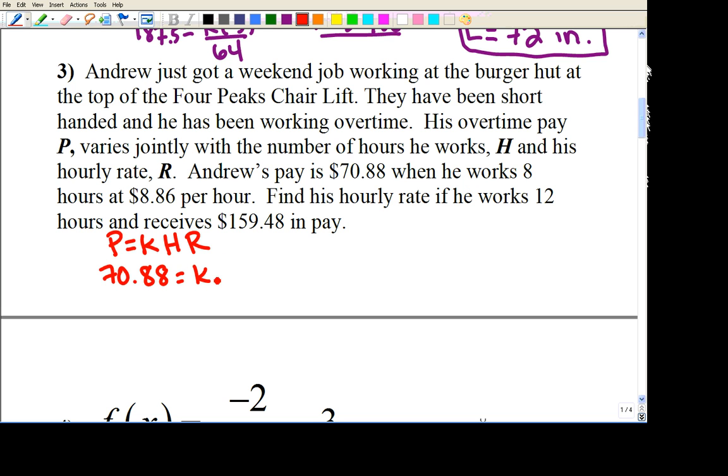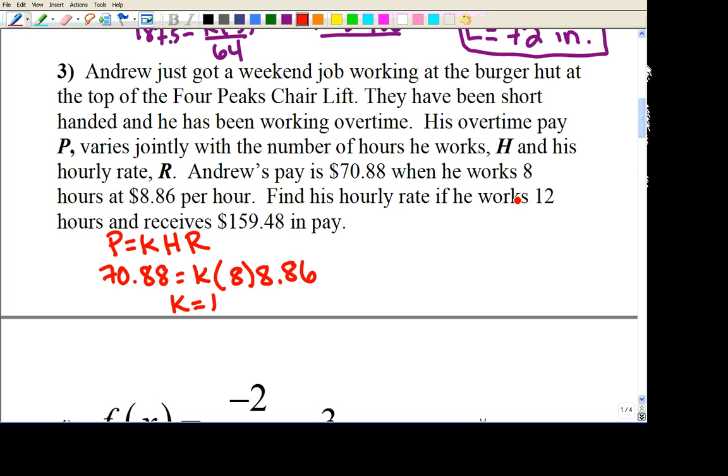His number of hours worked was 8, and his rate was $8.86. So if we figure out what 8 times 8.86 is, and we divide that over, so $70.88, we'll end up with K equals 1.